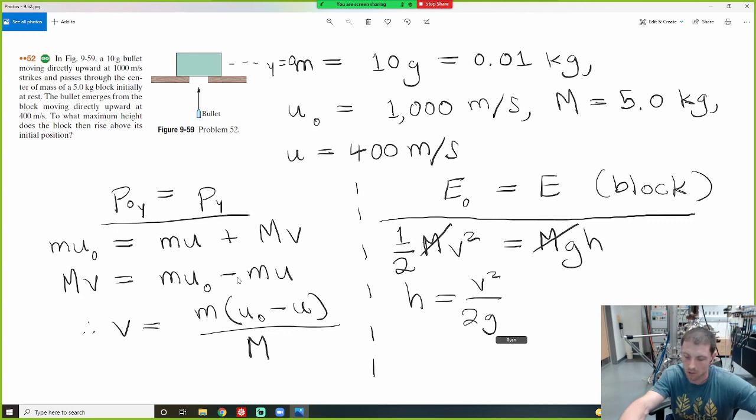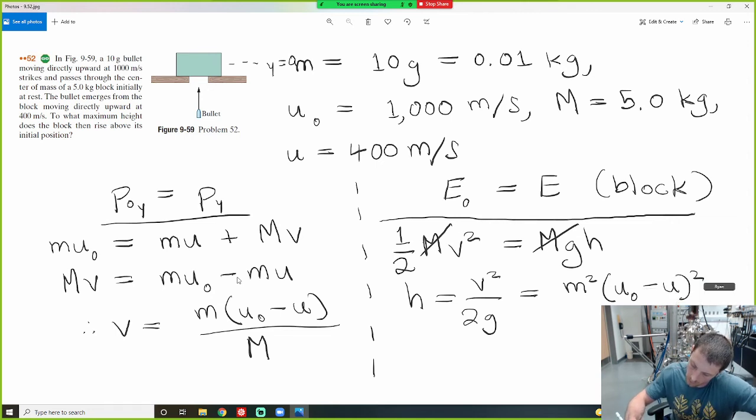And this should actually look familiar from kinematics, right? And so going ahead and plugging in what we know v to be, which is what we found over here on the left, we find that this is m squared times u naught minus u, quantity squared, over 2g big M squared. And that's your answer, right? This is how high the block goes.